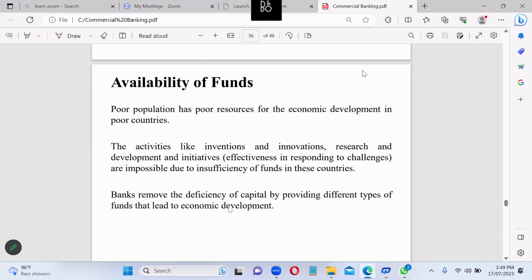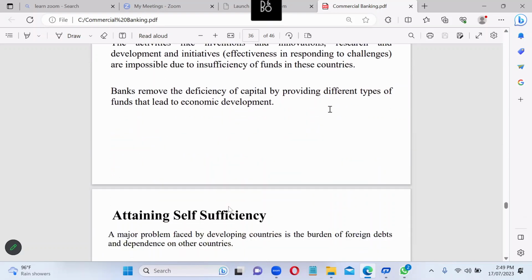And availability of funds. Poor populations have poor resources for economic development in poor countries. Activities like invention, innovation, research and development, and initiative are impossible due to insufficient funds in these countries. So banks remove this deficiency of capital by providing different types of funds that lend to economic development. For the poor nation, they provide availability of funds. We already saw this in the functions of commercial bank: providing funds to our country or to abroad countries to uplift them and develop their economy.